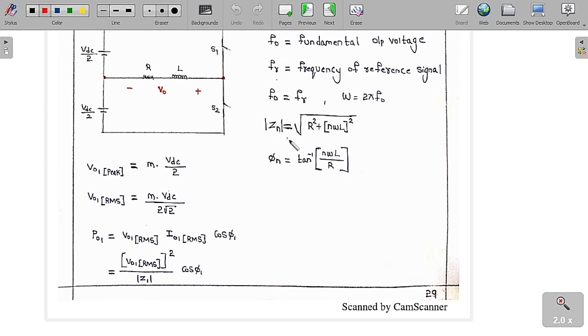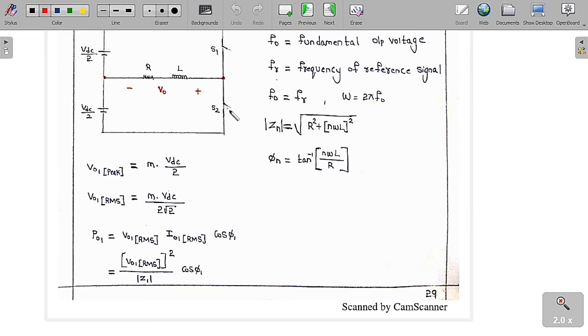And mod of Zn is equal to under root of r square plus (n omega L) whole square. So therefore, we are going to get the RMS value of the fundamental output voltage whole square by mod of Z1 into cos of phi 1. We know the value of phi 1, we know the value of mod of Z1, and we also know the RMS value of the fundamental component of the output voltage.